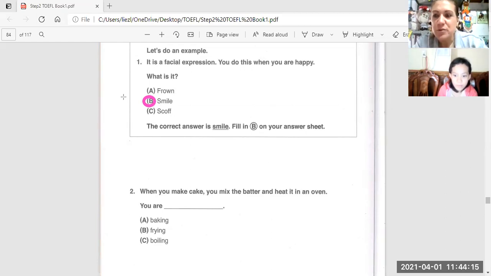Okay, let's have a look at number two. When you make cake, you mix the batter and heat it in the oven. When you heat something in the oven, what do you do? Baking. I'm baking, yes. Okay. What does frying mean? If I want to fry something.